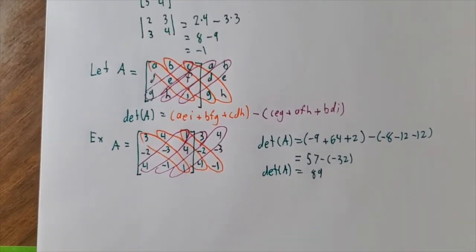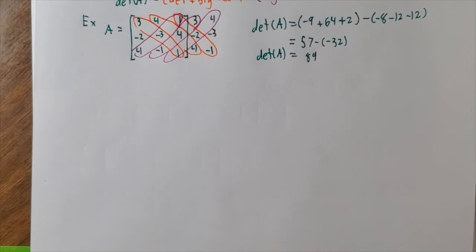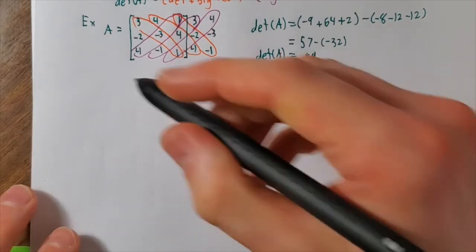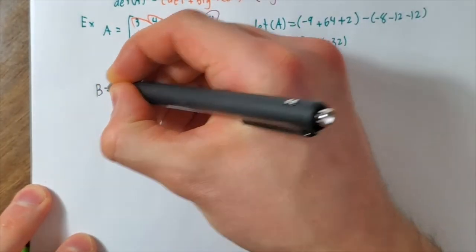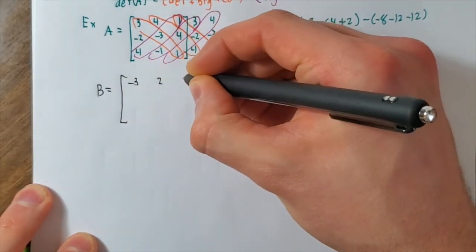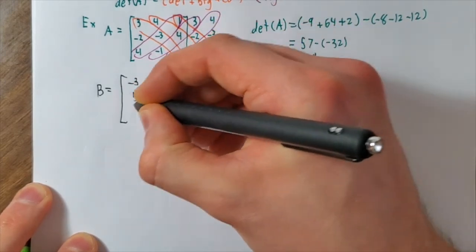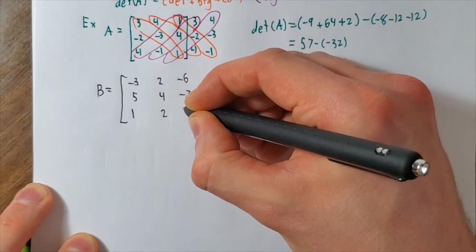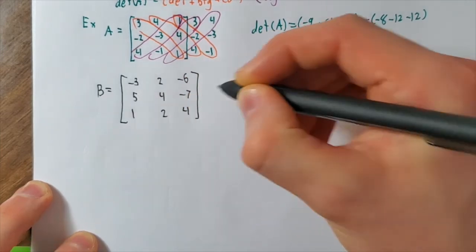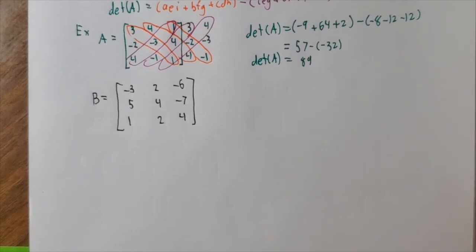All right, now let's go ahead and give you all some practice here. Let me write out another matrix. We'll say this time B is equal to the matrix, another 3 by 3, 2, -6, 5, 4, -7, 1, 2, and 4. So go ahead and see if you can calculate the determinant of B on your own. You can pause the video for a little bit and then we'll go over the solution together.